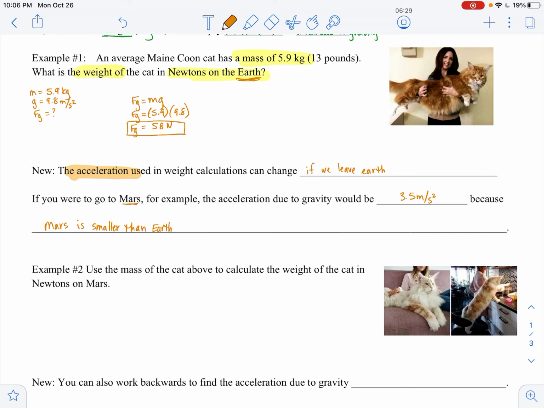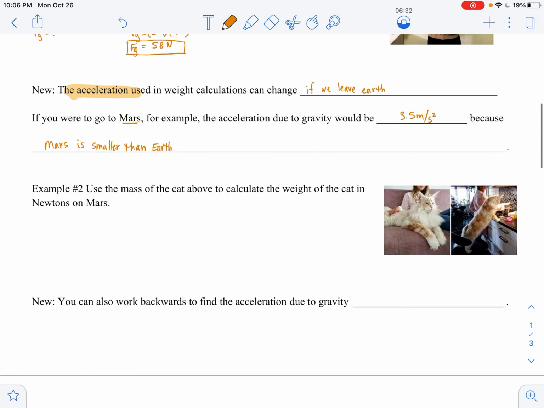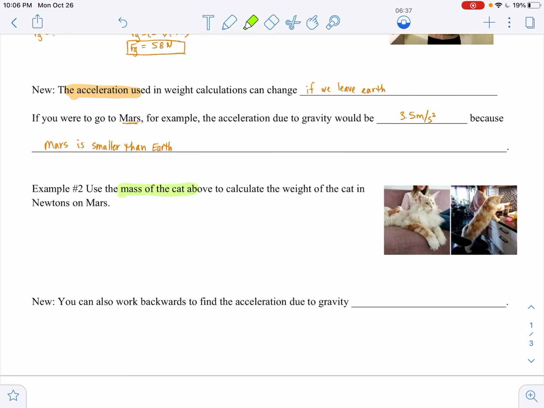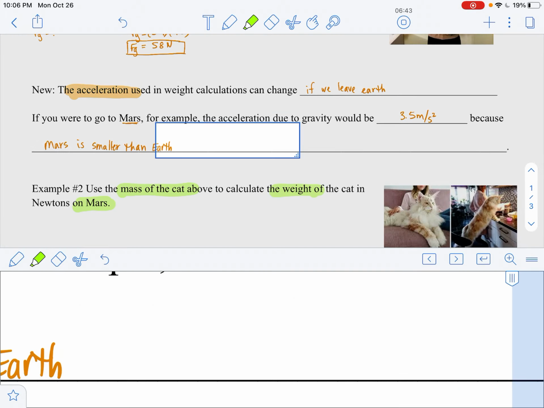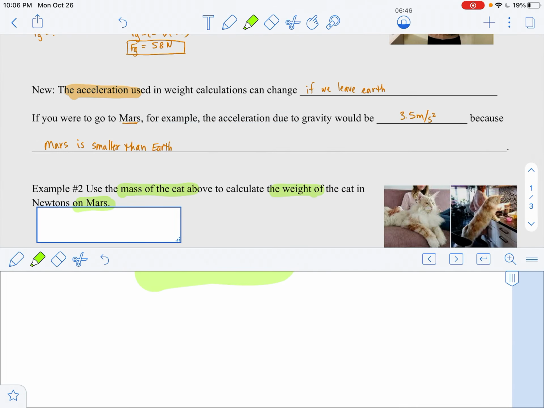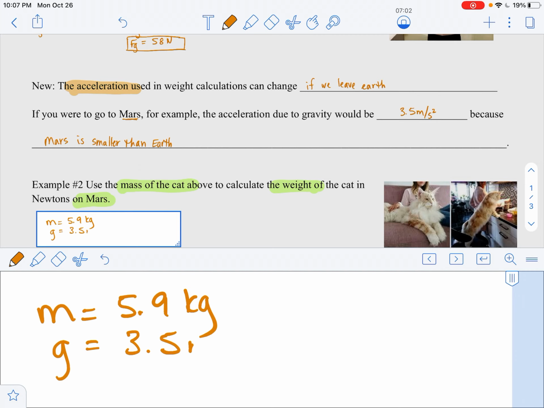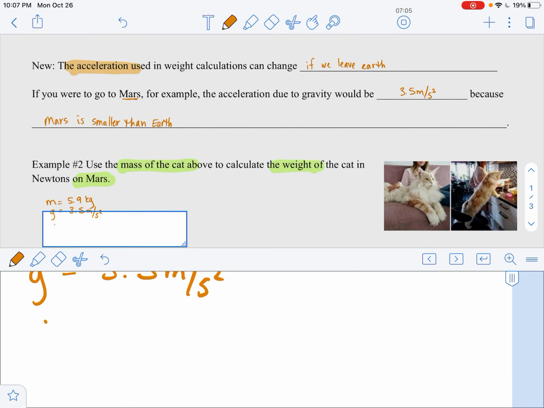All right, so let's take a look at example number 2 here, and it says, use the mass of the cat above to calculate the weight on Mars. Now this problem doesn't have any numbers in it, does it? Isn't that strange? But that's okay because we already know what most of them are. So the mass of the cat is still going to be 5.9 kilograms. Acceleration due to gravity this time, because we're on Mars, is 3.5 meters per second squared. And we are still looking for the weight.